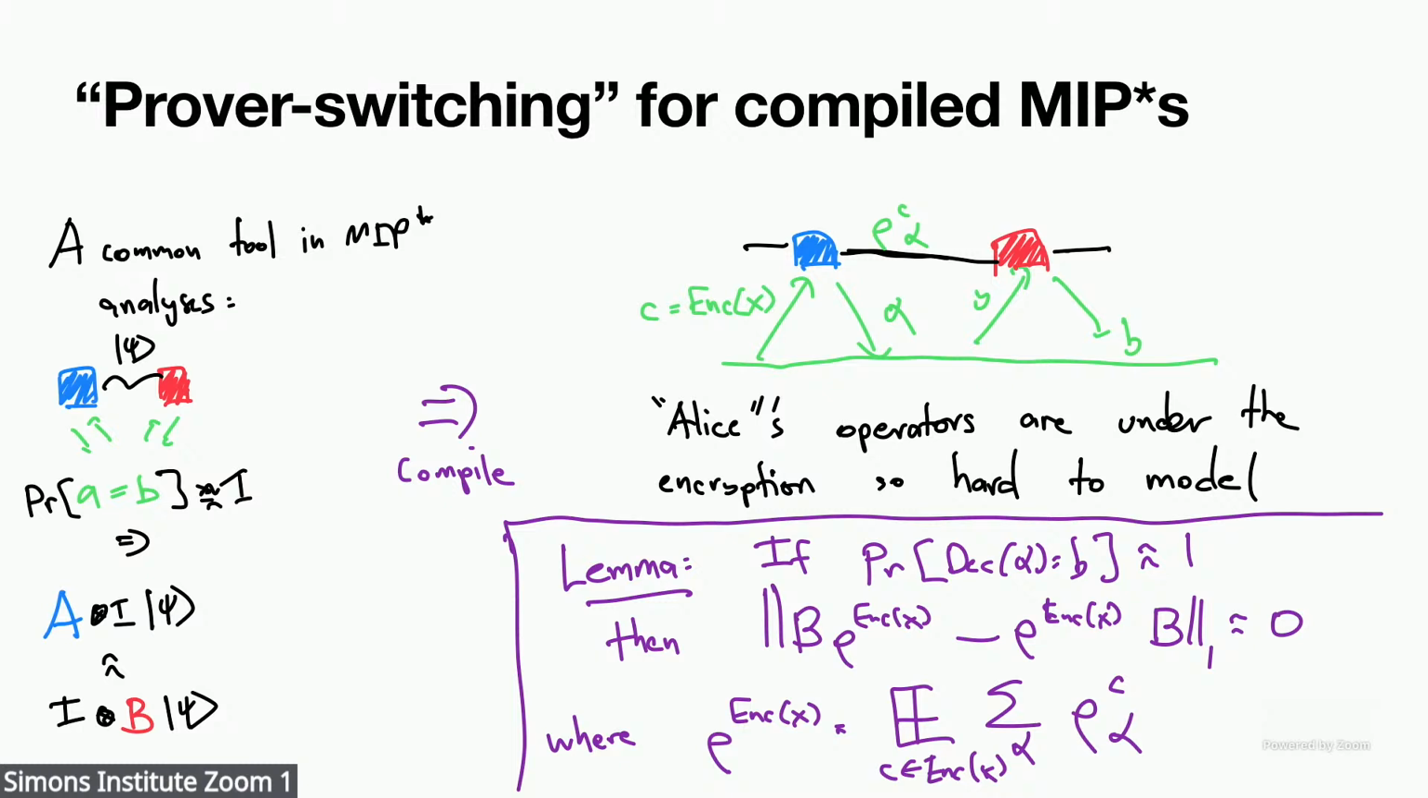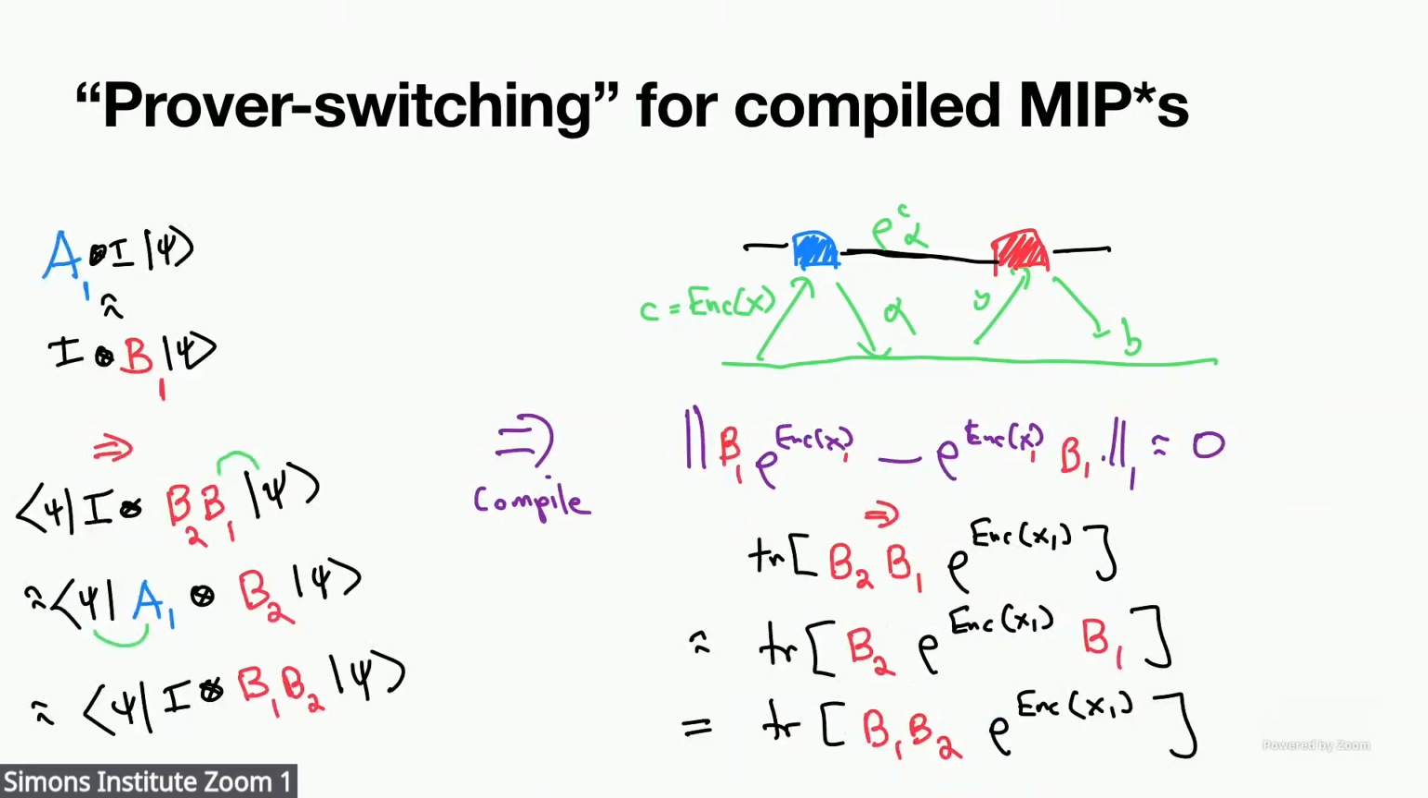And this is actually a trace distance statement. So even though I'm making some assumption about cryptographic hardness, what I get out here is an information theoretic statement about commutation between this operator and this state. So why is this useful? Why is this a substitute for the thing on the left?